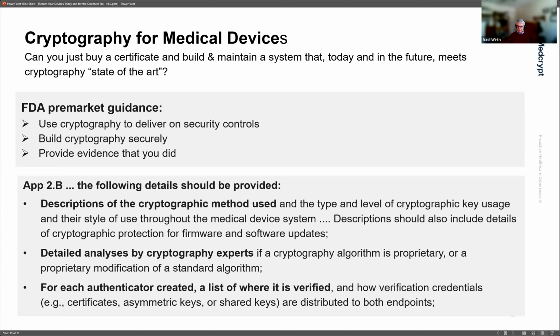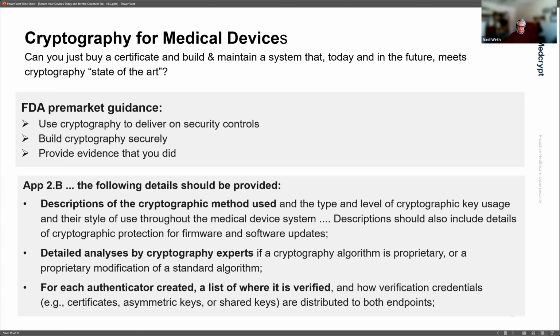Specifically, according to the appendix in the pre-market guidance, you should provide to the FDA a description of the cryptographic method that you used, including the algorithm, the keys, the key strength, the considerations that went into determining which algorithm to pick and so forth. Then a detailed analysis by a cryptography expert, because these implementations are complex. You need to make sure that you get it right, and sometimes you need to call on external resources to do so.